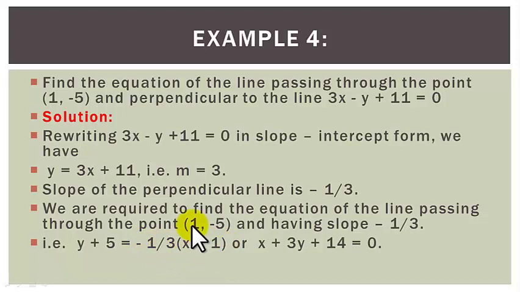is equal to 1. Now multiplying through by 3, that will give us 3y plus 15 is equal to, opening this bracket will give us minus x plus 1, and then rearranging the equation will give us x plus 3y plus 14 equal to 0. So this is the equation of a straight line that passes through the point (1, -5) and is perpendicular to this line.